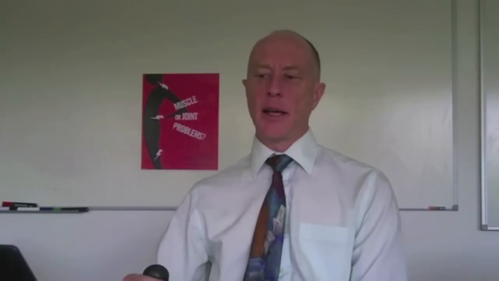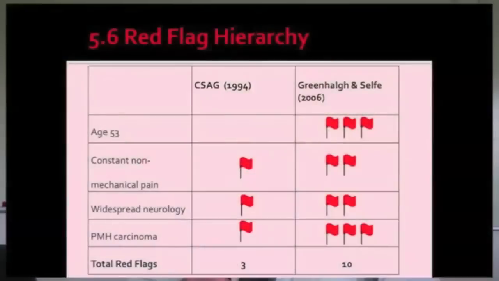So if we actually applied this system of red flags to a real patient, we've got this example here where we've got a patient that's age 53 with constant mechanical pain, non-mechanical pain, widespread neurological problems, and a past medical history of carcinoma. If we look at how the CSAG weighting would generate a red flag list, we end up with a total of 3 red flags if we look at this particular patient. If we use the red flag hierarchy that Sue and I have just been talking about, we end up with a total number of 10 red flags.